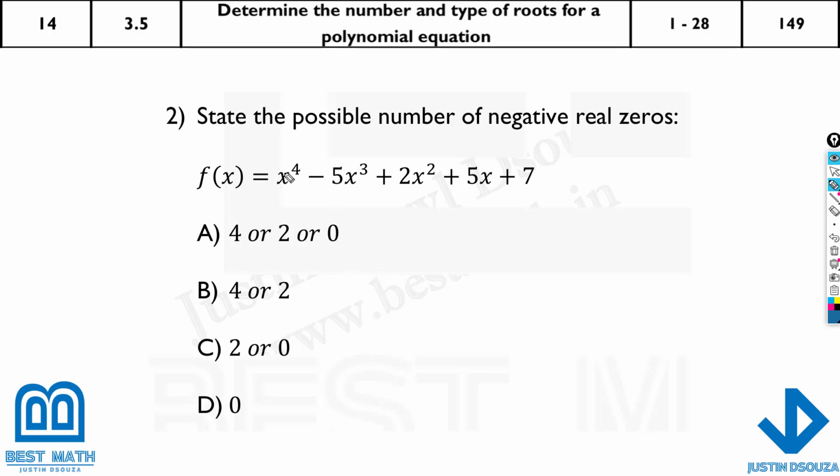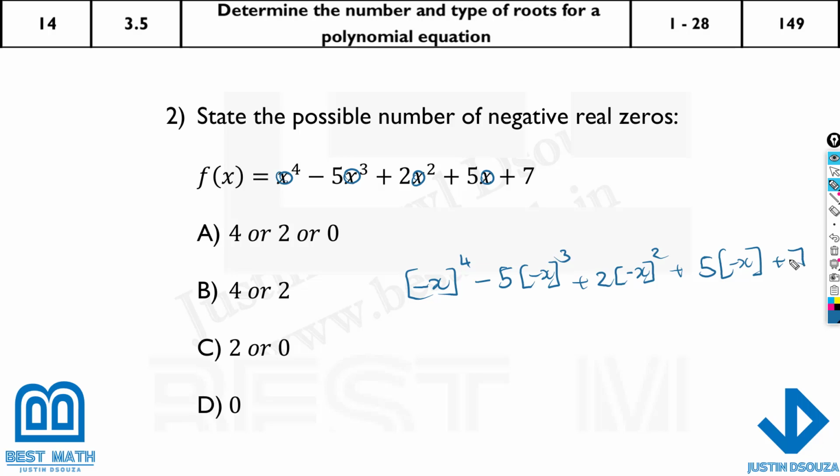So what we do is we put this x as minus x. Then everything remains the same. Instead of x to the power 4 minus 5x to the power 3, now instead of x we put minus x to the power 3. Only this x value changes, see these. And now here it is plus 2x squared becomes minus x the whole squared, plus 5 times minus x plus 7.